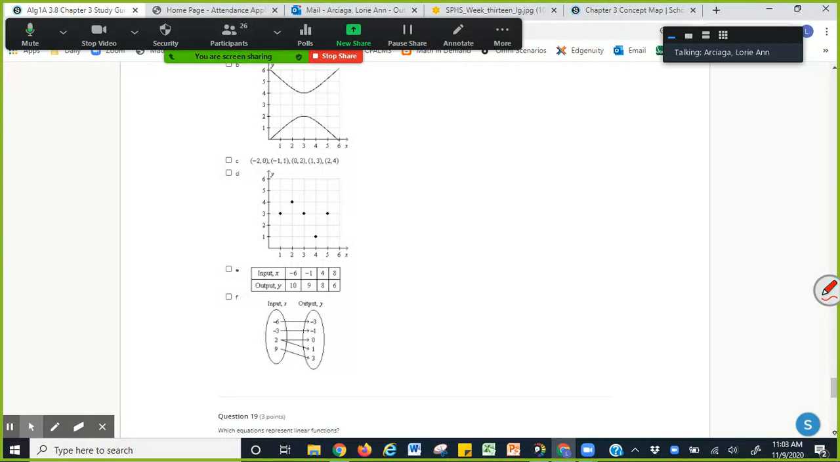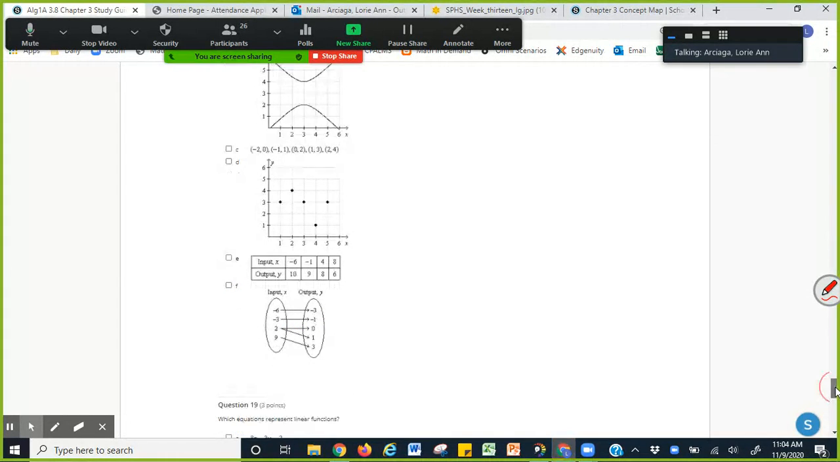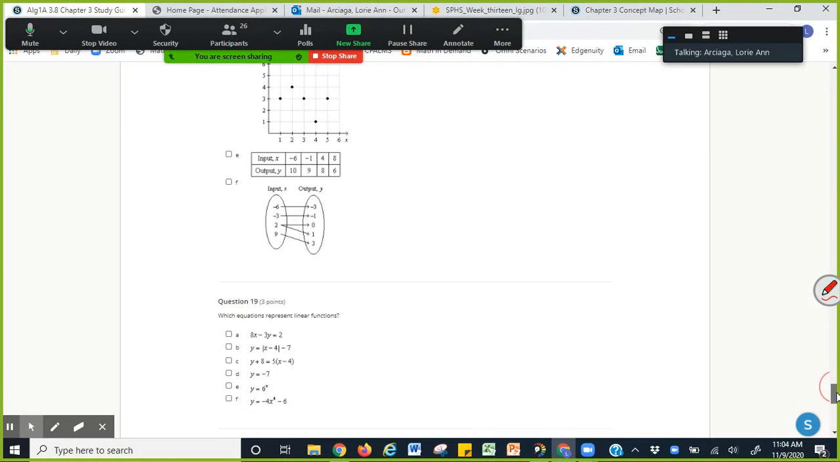Oh, they used the 2 twice. See? 2 went to 0. So 2 was used with 0, and then 2 was also used with 1. So since 2 is repeated, then F is not a function. Okay? So I hope you found those letters that are functions. Okay, 1 minute. Okay, here we go.